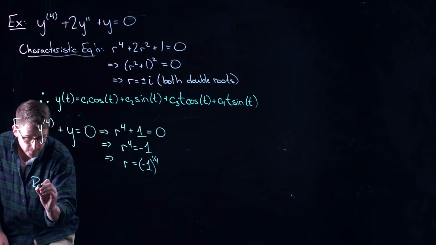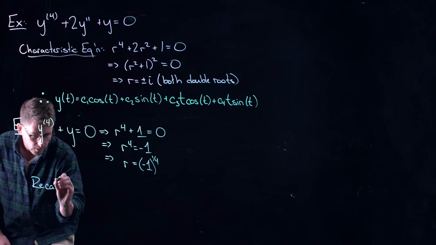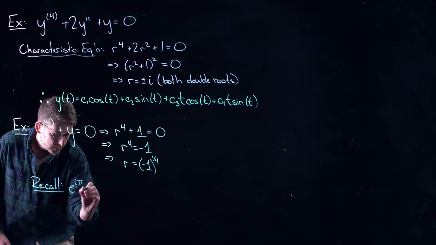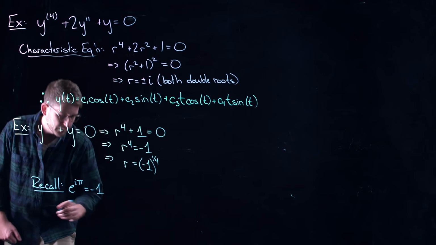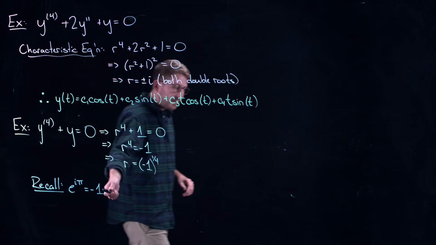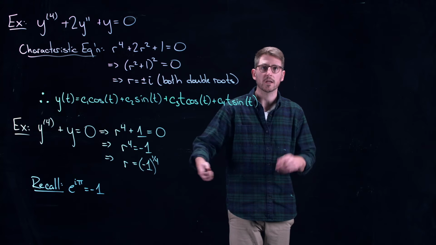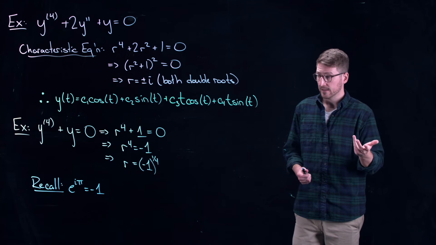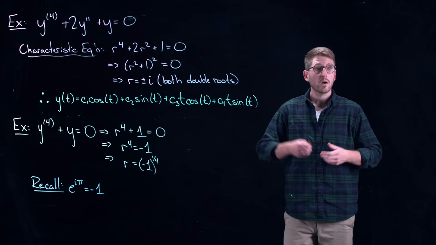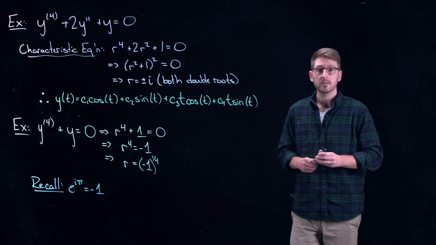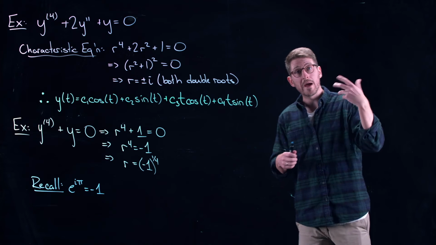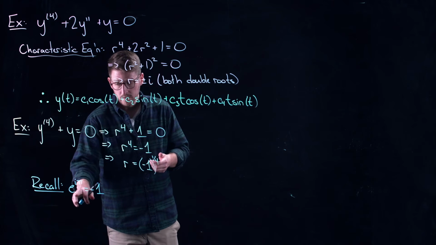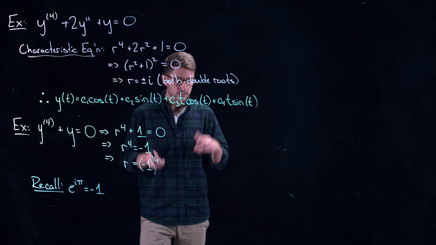So let's remember something. Remember Euler's identity? Let's recall e to the i pi is equal to minus 1. That is coming from Euler's formula, e to the i theta is equal to cos theta plus i sine theta. Then, when you put in pi for theta, the sine term disappears. There's no imaginary part. But cos of pi is minus 1. So e to the i pi is equal to minus 1.